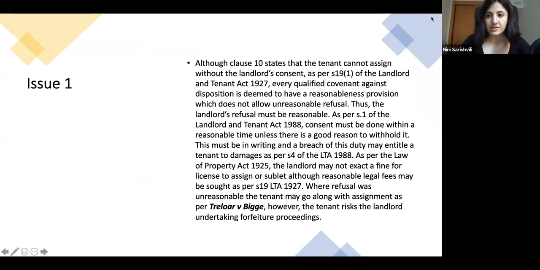Although clause 10 states that the tenant cannot assign without the landlord's consent, as per section 19, Landlord and Tenant Act, every qualified covenant against disposition is deemed to have a reasonableness provision which does not allow unreasonable refusal. Then we have to go into more detail of what this unreasonable refusal means. As per section 1 of the Landlord and Tenant Act 1988, consent must be given within a reasonable time unless there is a good reason to withhold it.